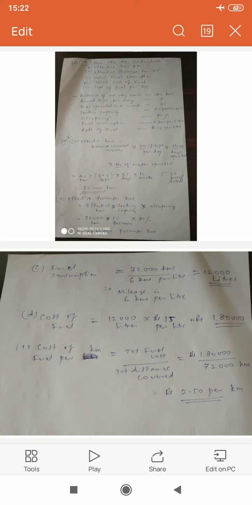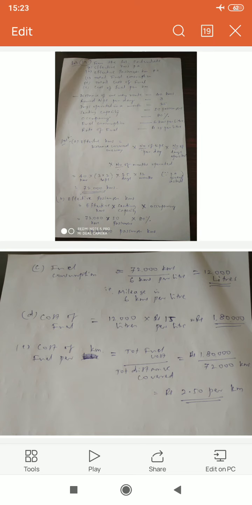Thereupon, which is the next requirement? Total cost of fuel. So far as the total cost of fuel is concerned, you have ascertained the fuel consumed during the year as 12,000 liters, multiplied by the rate per liter of fuel, which is given as rupees 15. Therefore, 12,000 liters of fuel multiplied by rupees 15 per liter works out to 1,80,000. Thus, the annual fuel consumption expressed in monetary terms is rupees 1,80,000.